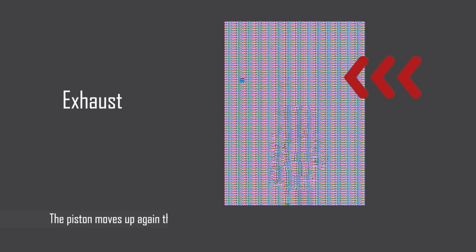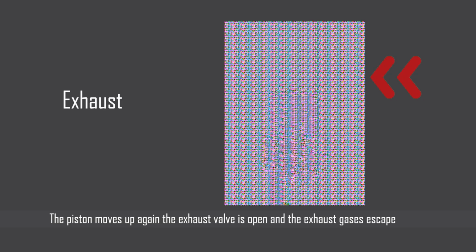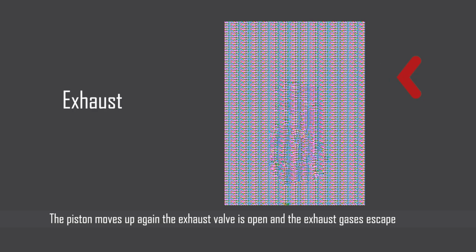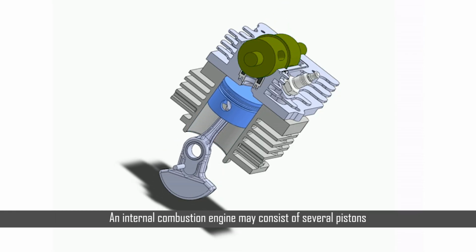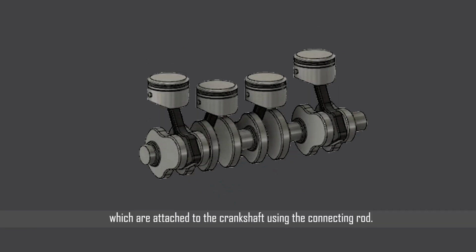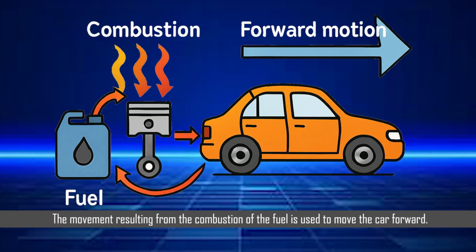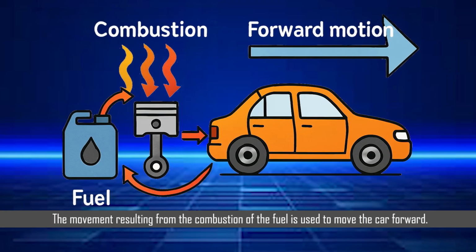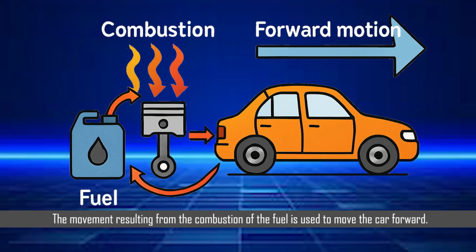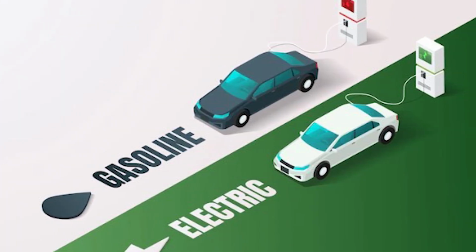Fourth, exhaust. The piston moves up again. The exhaust valve is open and the exhaust gases escape. An internal combustion engine may consist of several pistons which are attached to the crankshaft using the connecting rod. The movement resulting from the combustion of the fuel is used to move the car forward. Now let's discuss the next topic, which is comparison between IC engine vehicles and electric vehicles.